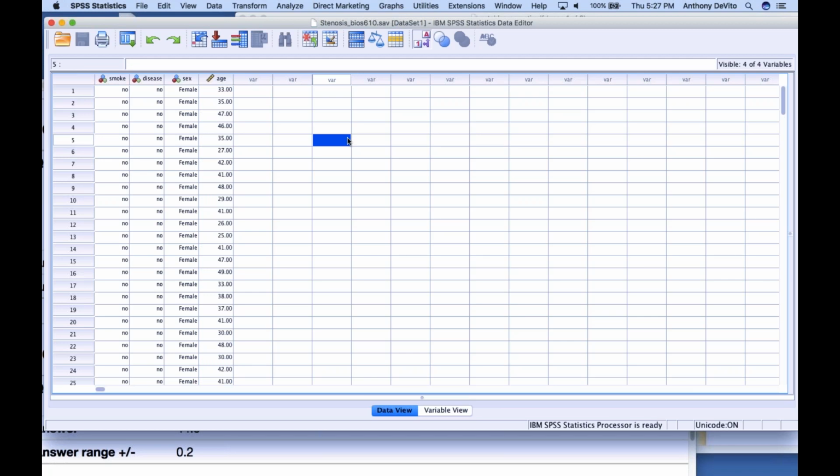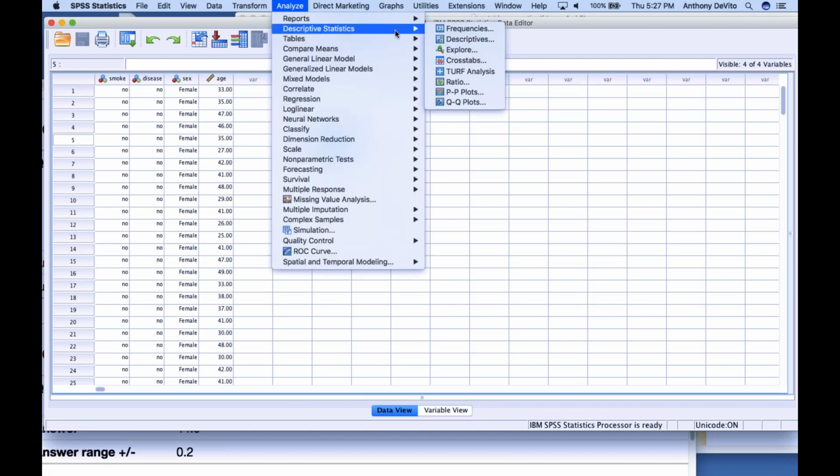Okay, gender is a nominal variable. So you're not going to find the mean gender. It doesn't mean anything. The average gender doesn't mean anything. But what does mean something is how many males and how many females there are. What's the percentage of males and females? So I can go up here and say Analyze, Descriptive Statistics, Frequencies, because frequencies are counts. Counting, that's what we do with nominal variables.